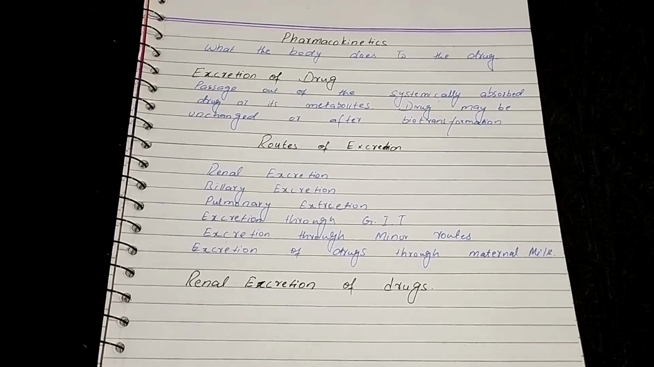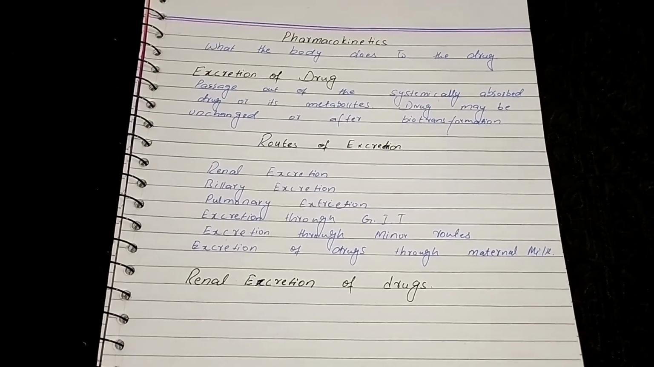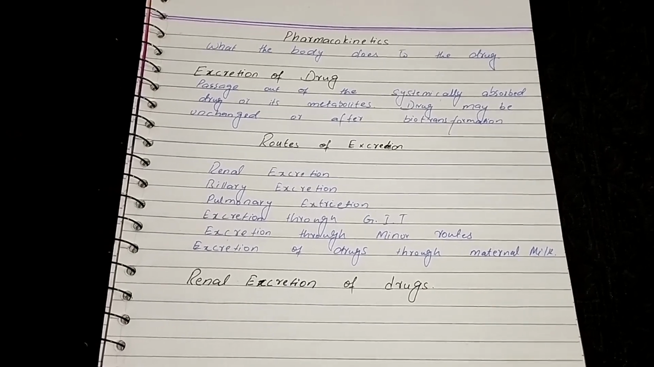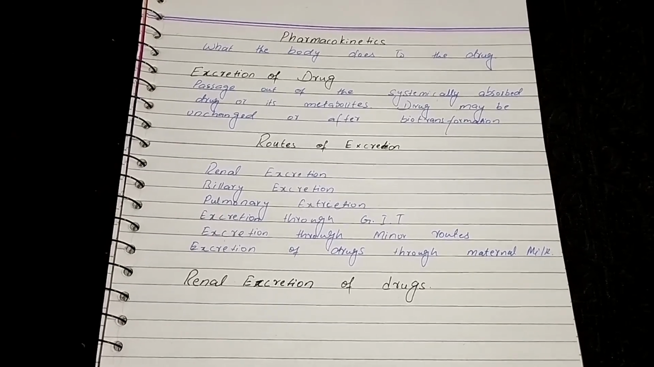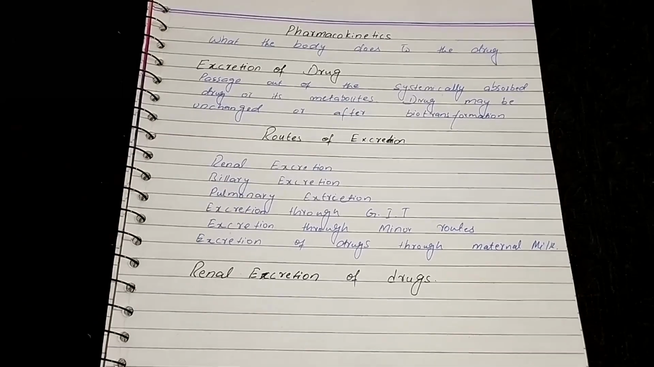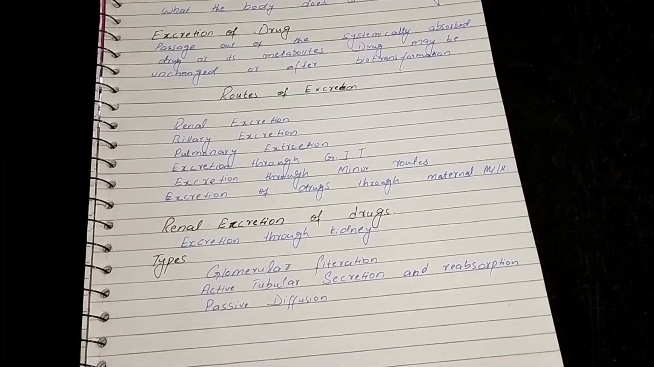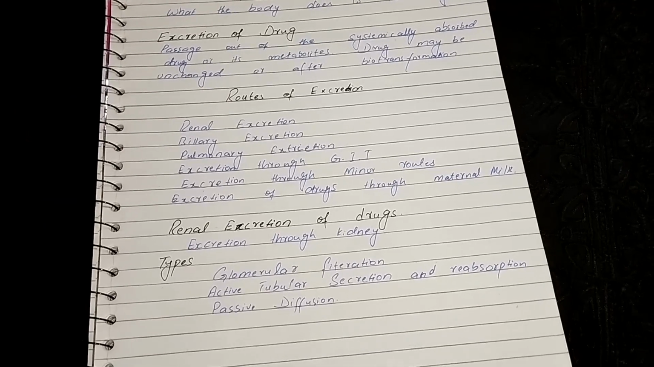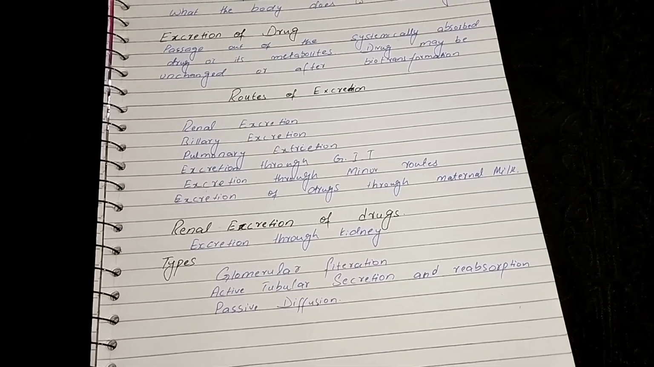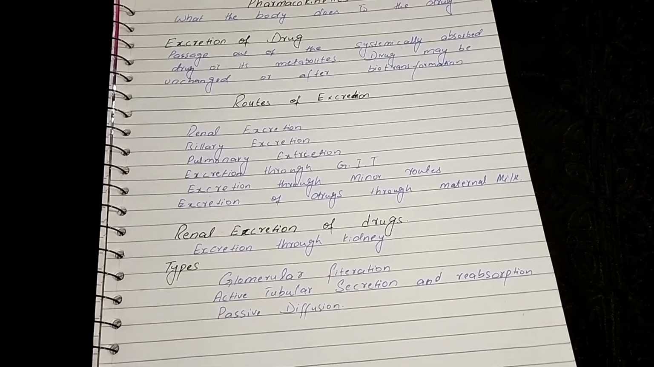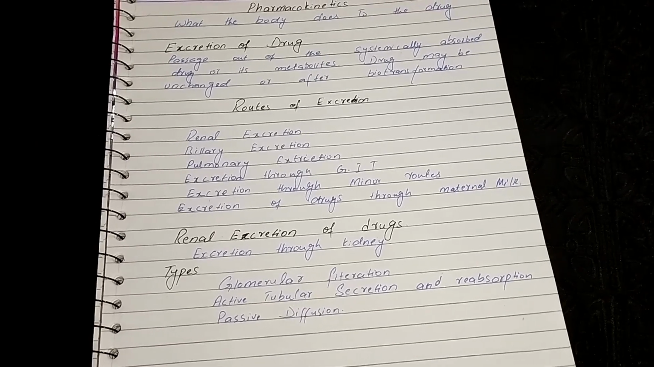Okay, let's start with renal excretion. What is renal excretion? It's the major route of excretion of drugs. The drugs are excreted through the kidneys. First, we will learn what glomerular filtration is. What happens in glomerular filtration? The drug is carried to the glomerulus through the afferent artery, where filtration of the drug takes place.